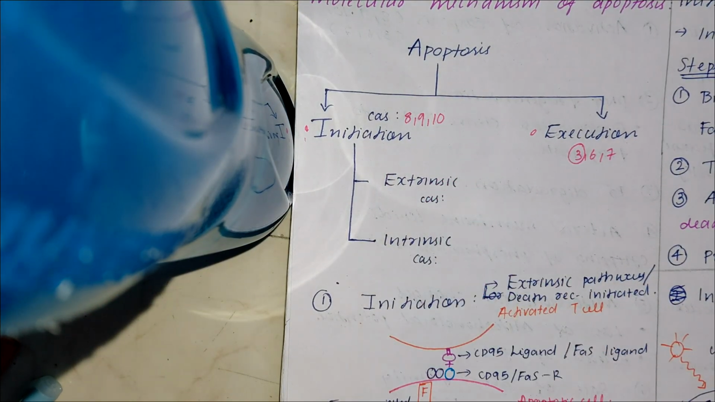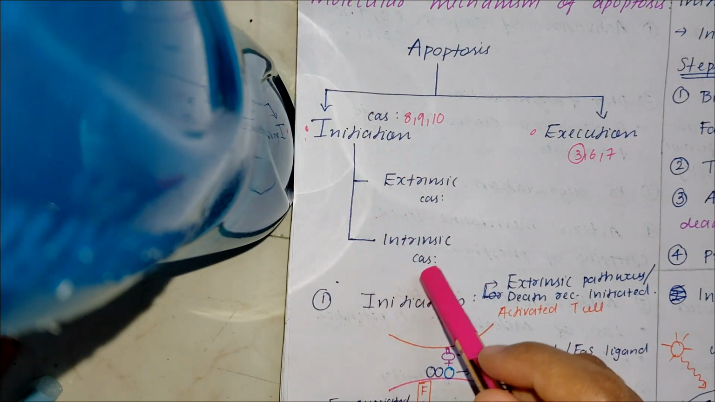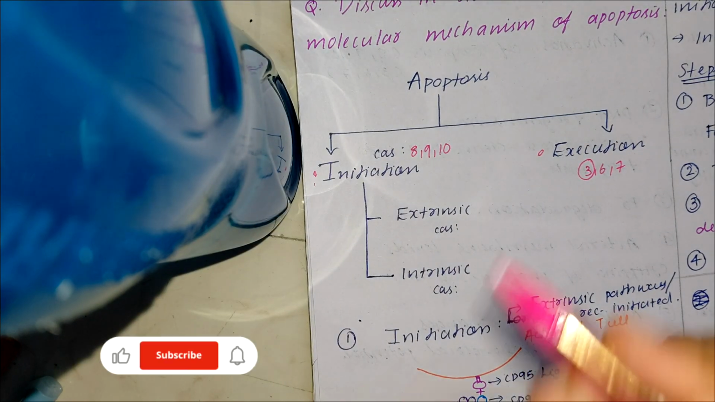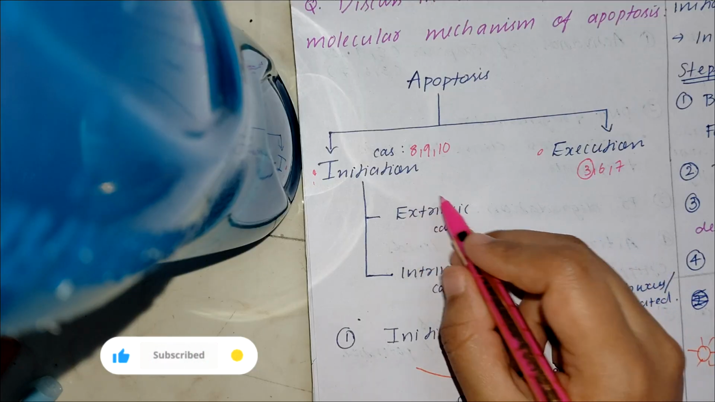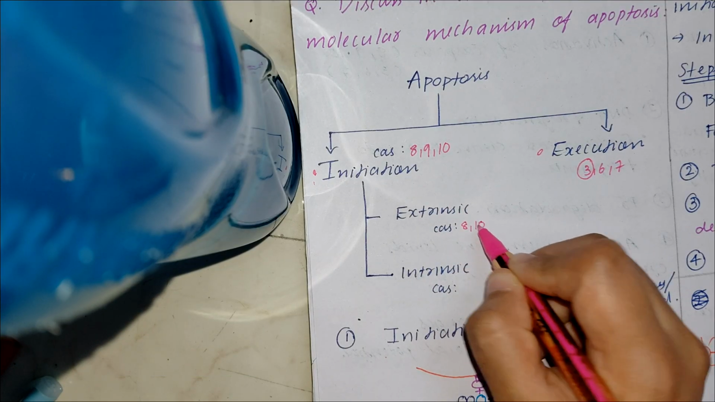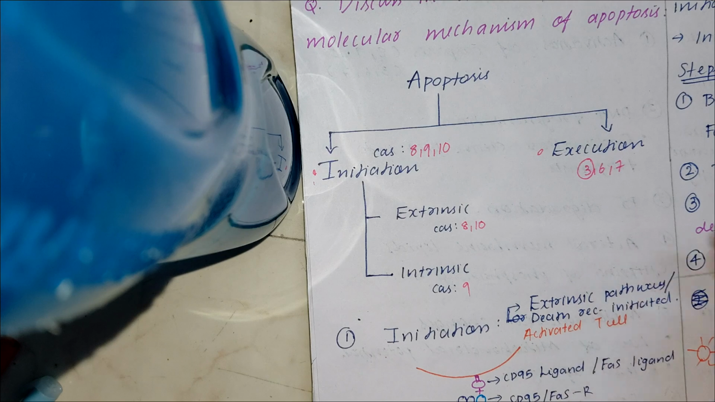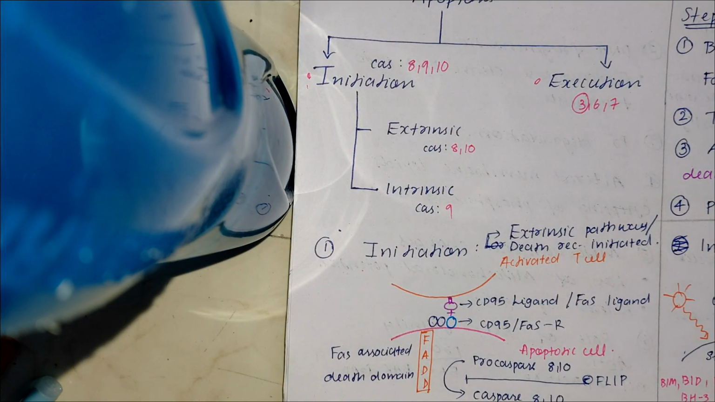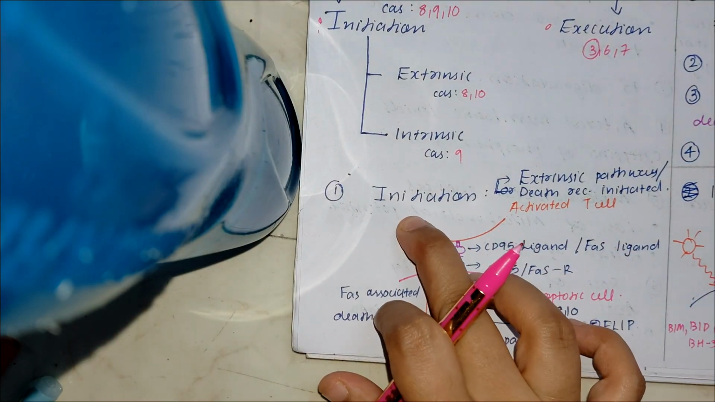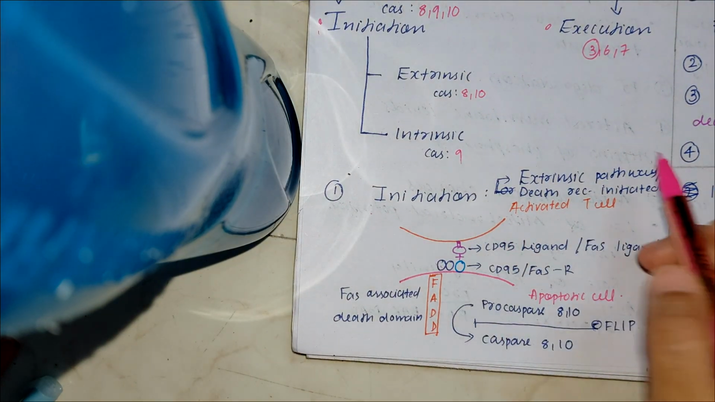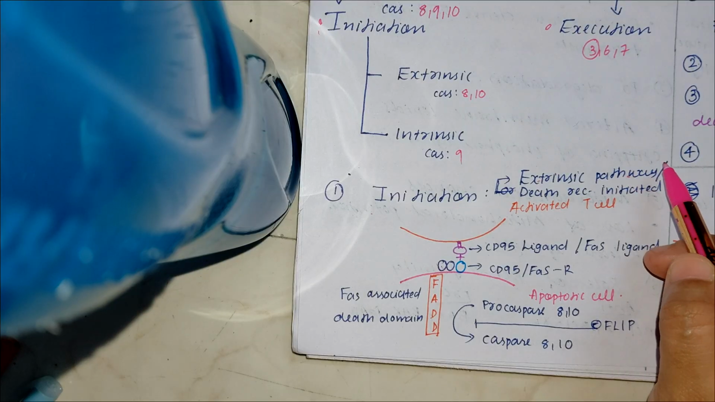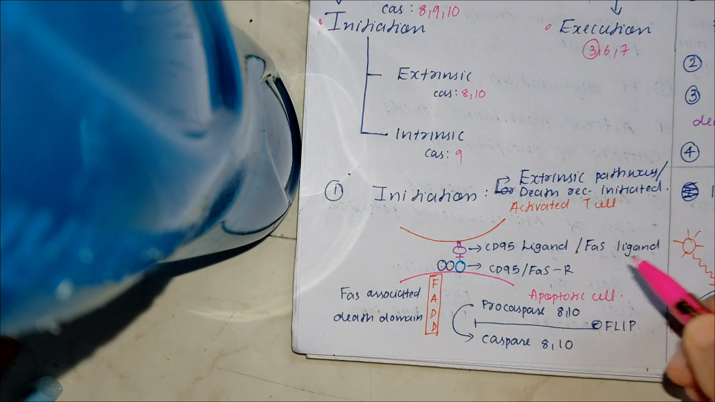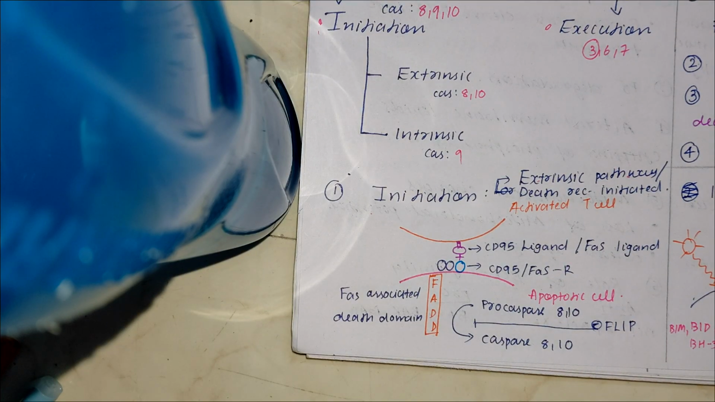Now initiation is subdivided into two: the extrinsic pathway and the intrinsic pathway. In the extrinsic pathway, the caspases that get activated are 8 and 10. In the intrinsic pathway, it will be 9. Now let's get into detail. First I am going to discuss the extrinsic pathway, whose other name is the death receptor-initiated pathway. Let's study with this diagram.